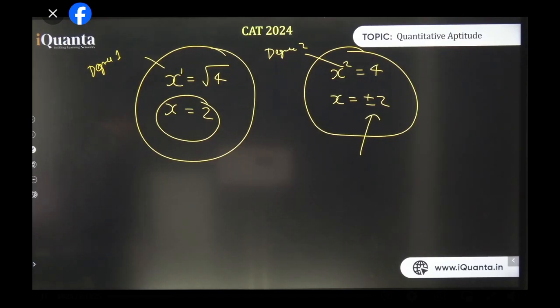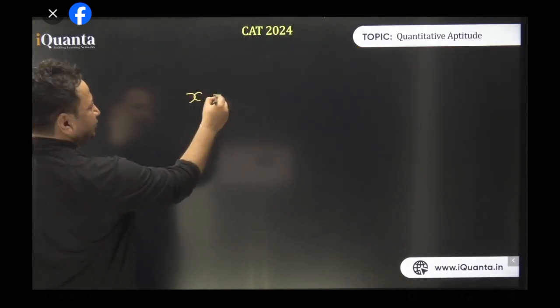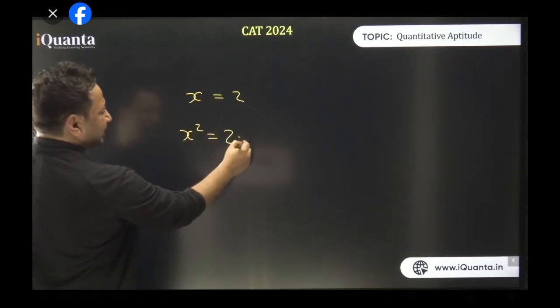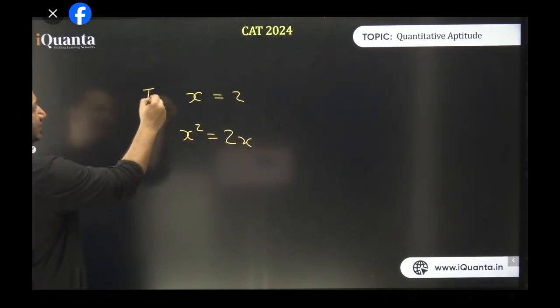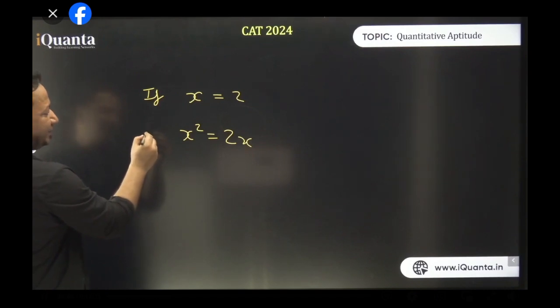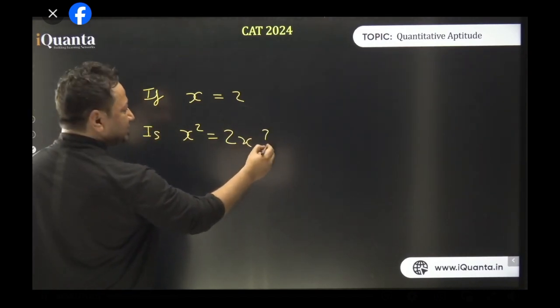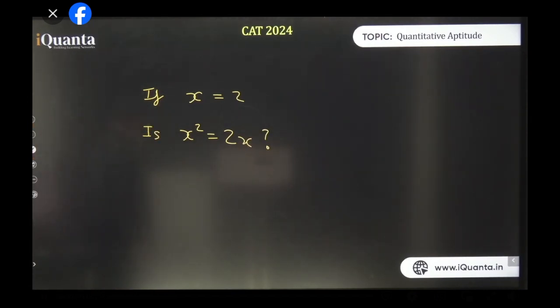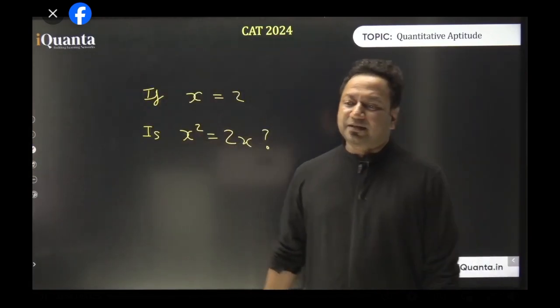All right? Shweta will come to that. Okay. Clear? Take it. One more illustration. If I say x is equal to 2, so can I say x square equal to 2x? Can I say that? If x is equal to 2, then is x square equal to 2x? Yes or no? Can we say that?